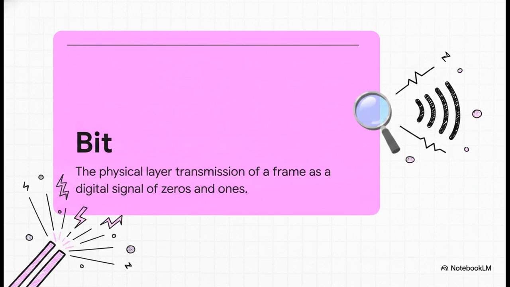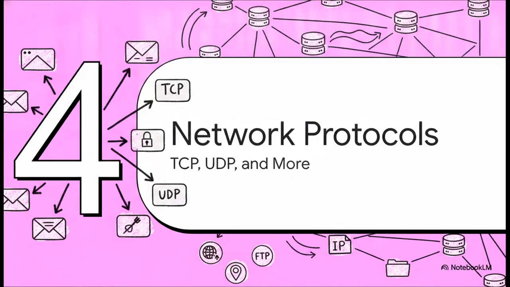All that high-level software, the complex encryption, the routing data, it all boils down to literal pulses of electricity or radio waves, just digital zeros and ones making the physical jump to the very next device. All right, section 4, TCP, UDP, and network protocols.